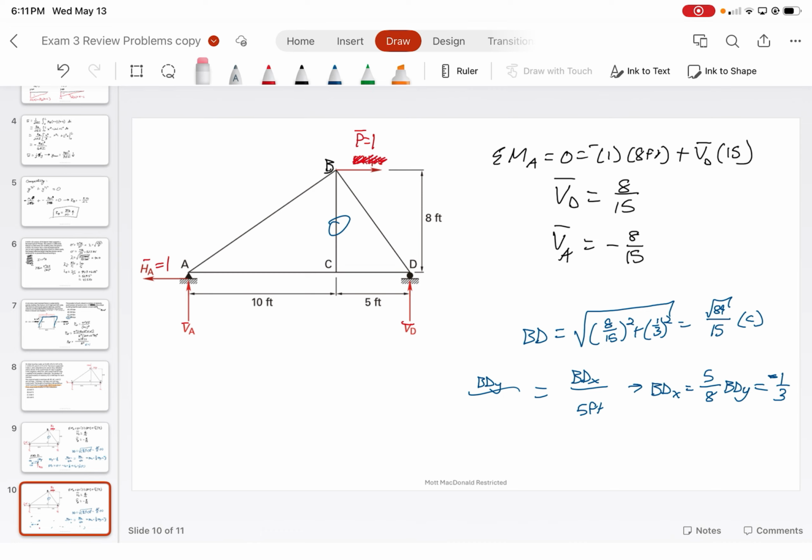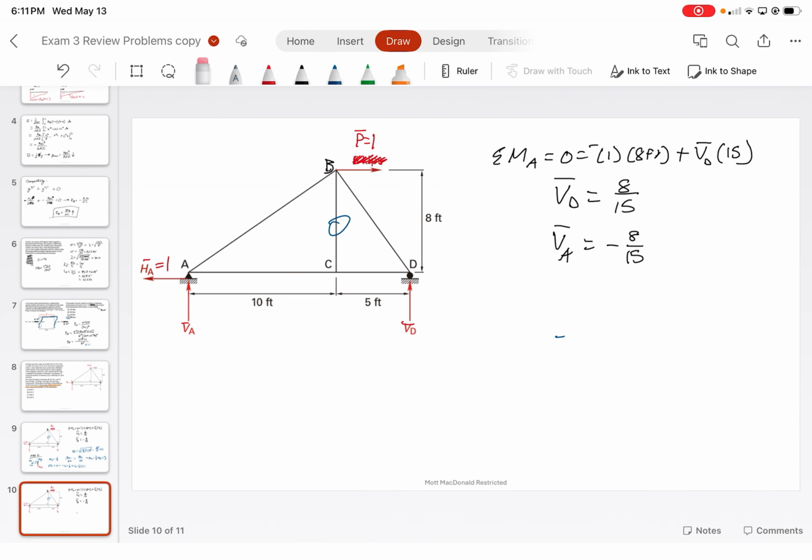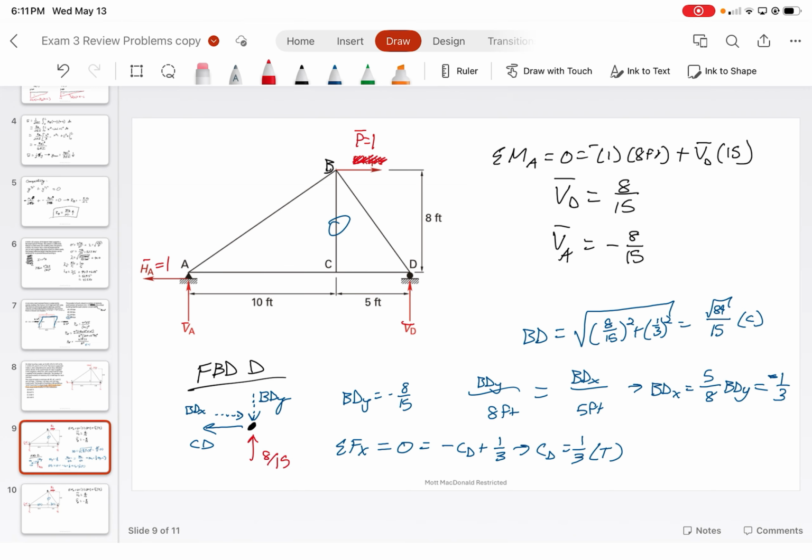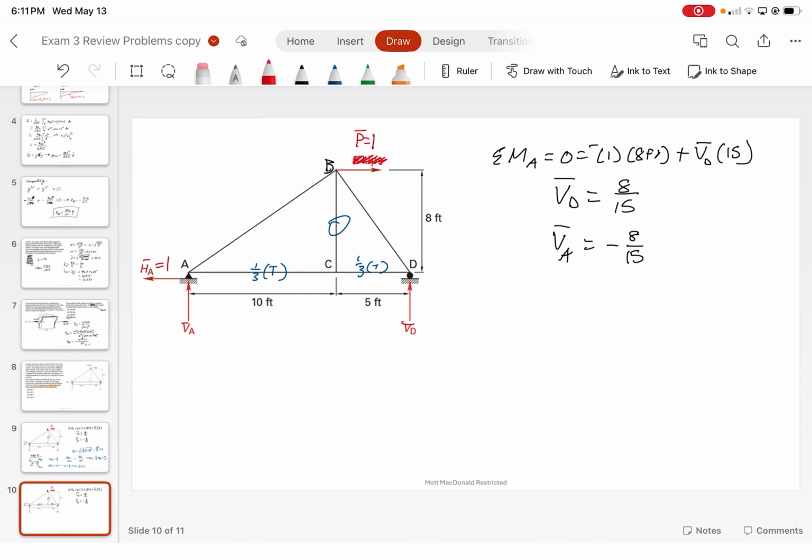All right. So from here, because we know that BC is equal to 0, we know that CD is 1 over 3 in tension. From forces at C equals 0 in the x direction, we know that AC has to be 1 over 3 in tension, and then we computed BD is root 89 over 15 in compression.